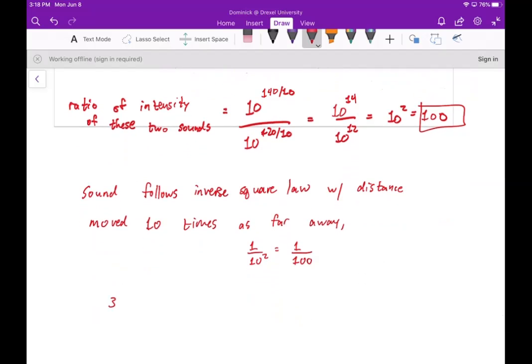And since this is a jet at 30 meters, and I need to multiply that by 10, then I need to move at least 300 meters from the jet in order to be safe. All right, so that's the inverse square law with distance at work there.